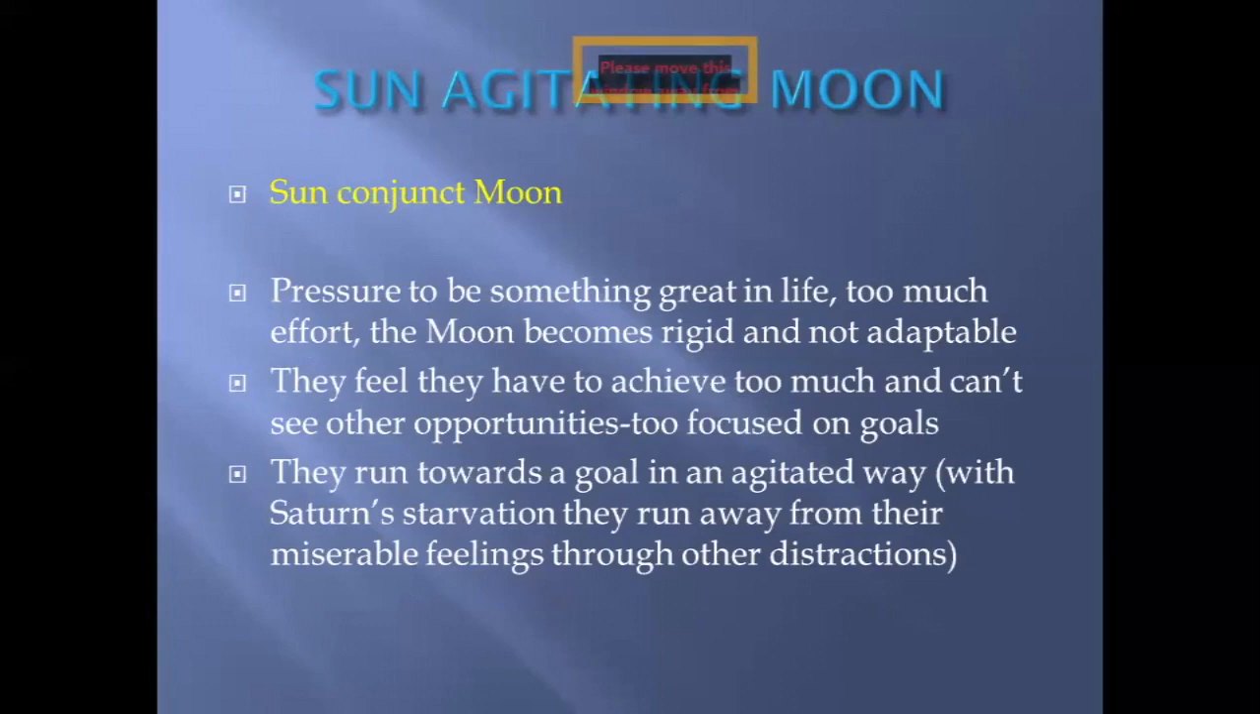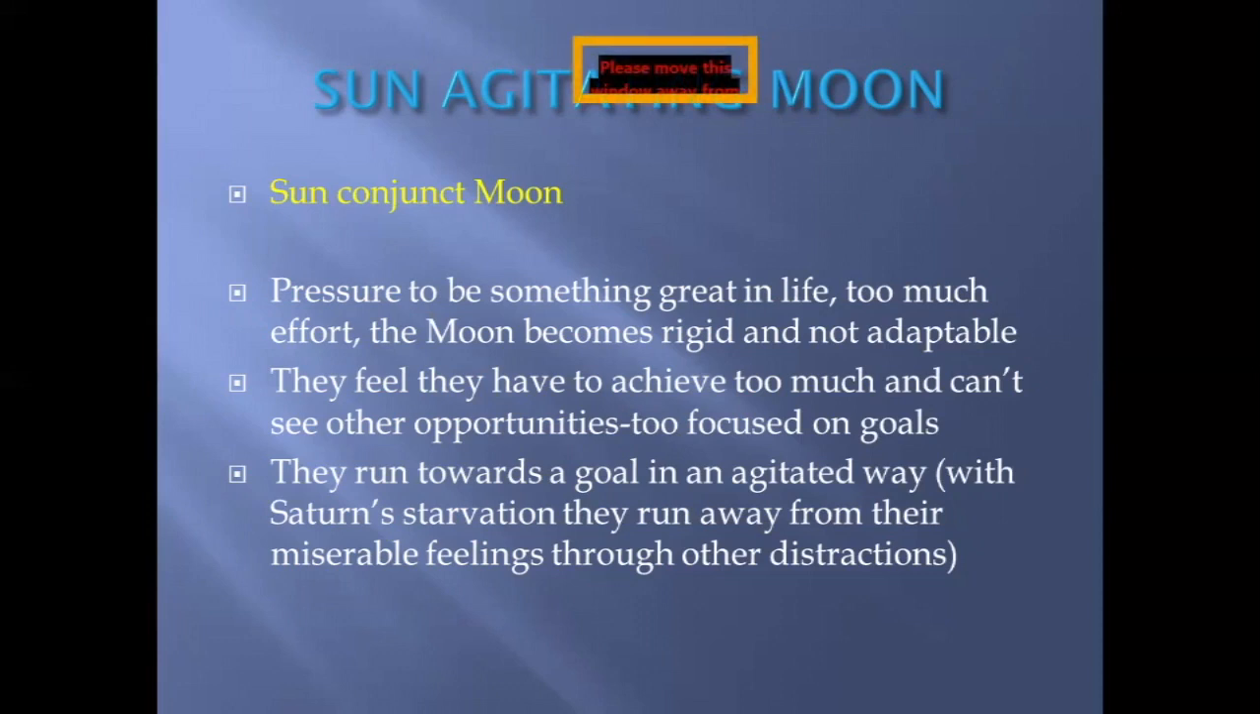The Sun agitating the moon, that happens when the Sun is conjunct the moon. Okay, so even if the Sun is a friend to the moon, when they're conjunct, the Sun's gonna agitate the moon. Okay, so this will give pressure to be something great in life, too much effort. The moon's going to become too rigid instead of adaptable. They will feel like they have to achieve too much.